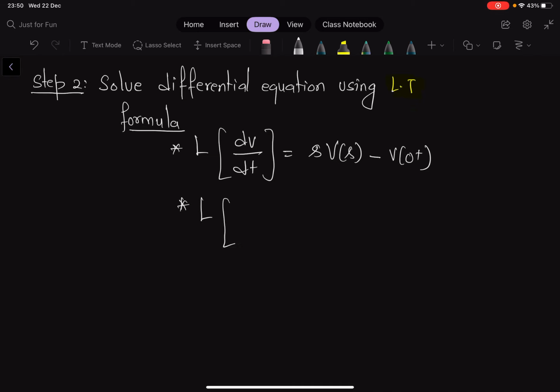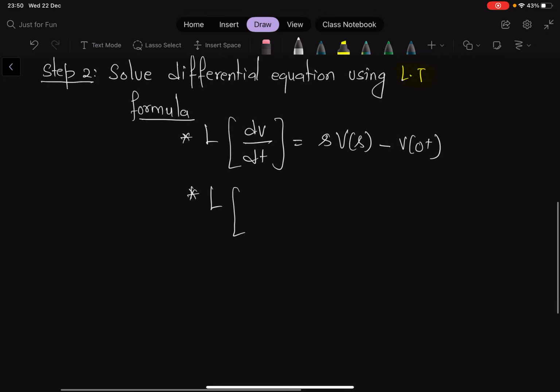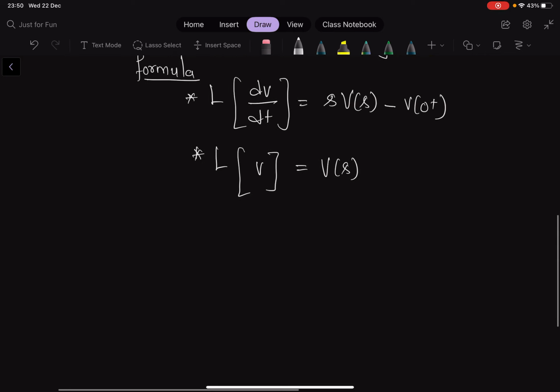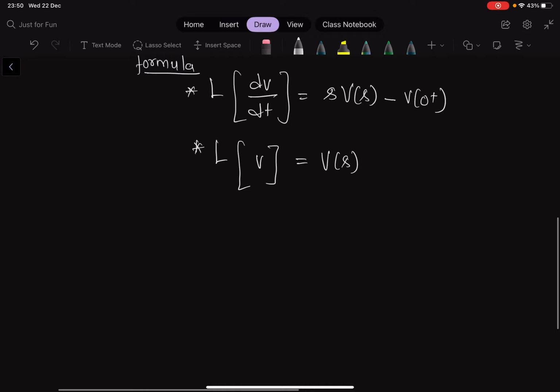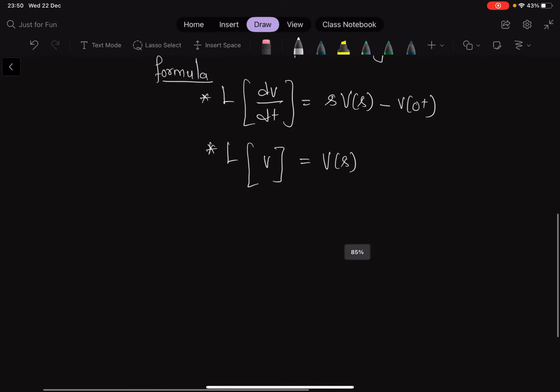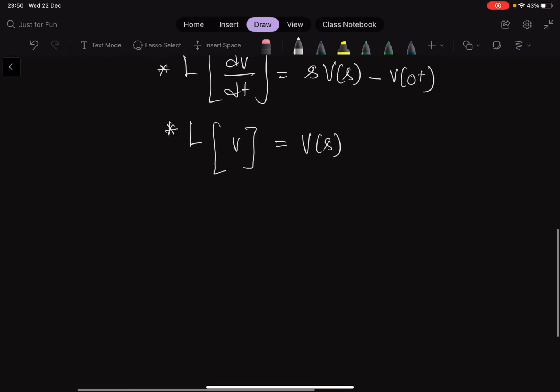The next formula I need is for a variable. So if you have a variable, in our case right now we have v, or we can say v(t). If you apply a Laplace transform of v(t), you're going to get V(s), capital V. Again, my small v and my capital V are the same, so do not get confused on that.